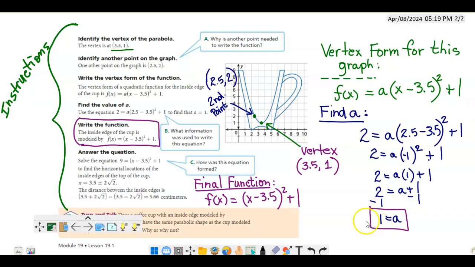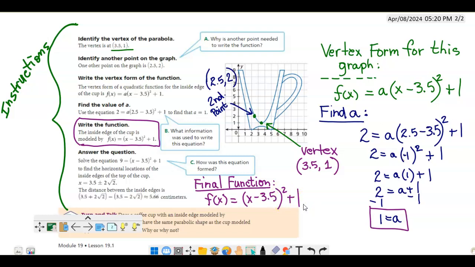So now, once I know what A is, I can write my final function. And here that is. F of x equals x minus 3.5 quantity squared plus 1.